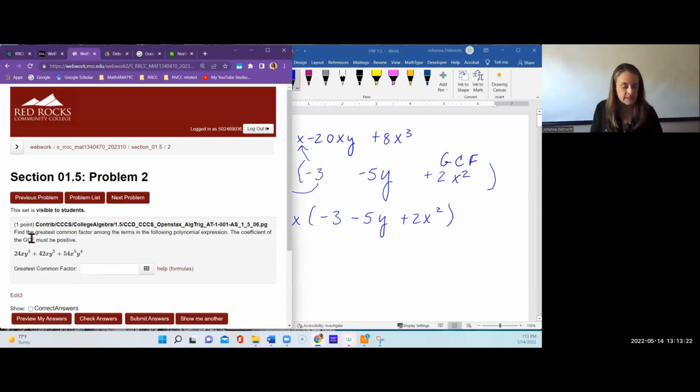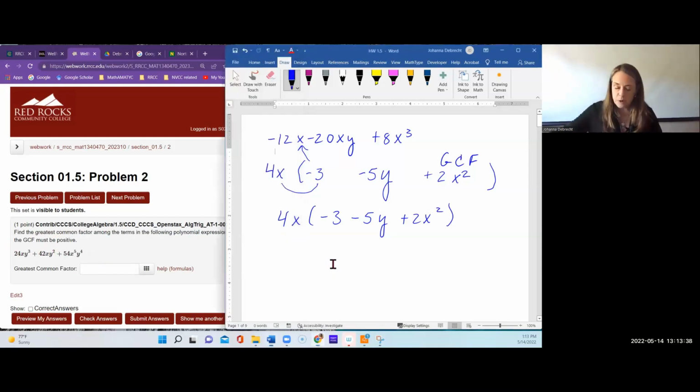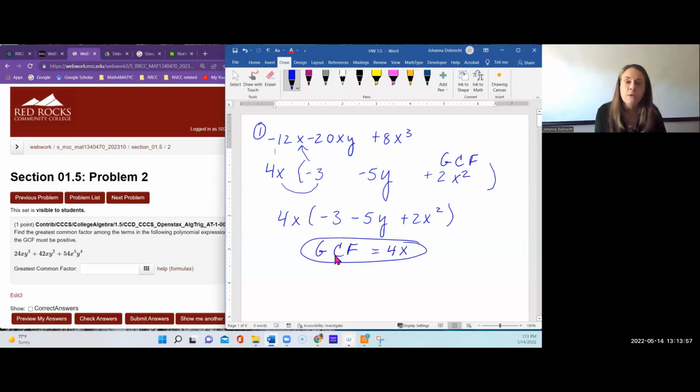In the next problem, it says find the greatest common factor among the terms in the following polynomial expression. The coefficient of the GCF must be positive. So again, we're looking for the greatest common factor of these terms that we see right here. Let's come over here and let me show you how I'd like you to write up your homework. First, I would like you to go ahead and label each problem. I like to number them and circle them so I can find it. Then you want to write down what the answer is. The GCF equals 4x. Circle that too so you know what it is.